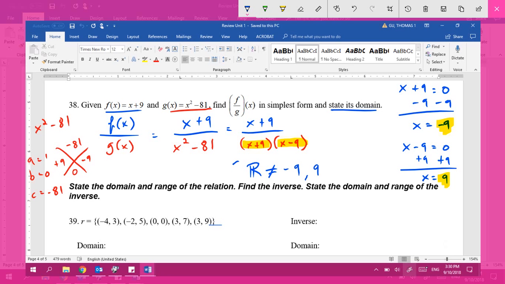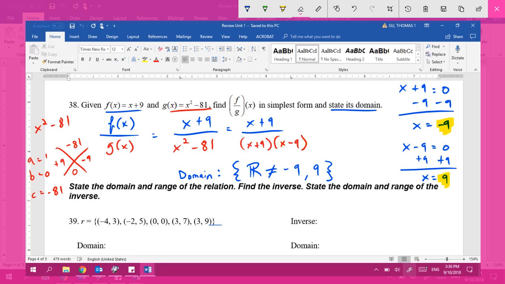So I'm going to go ahead and do it like this. Boom, here's my set, my domain. Domain. It's going to be like this. All real numbers that are not equal to negative 9 and 9. Because if I use negative 9 or 9, the denominator, the bottom, is going to be 0. And you can't divide by 0 in a fraction. So that's why we do that first.